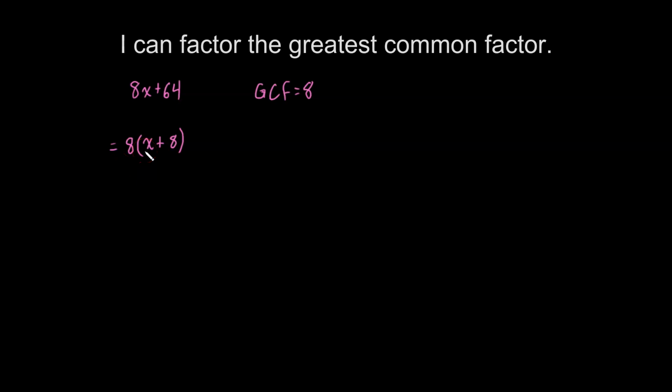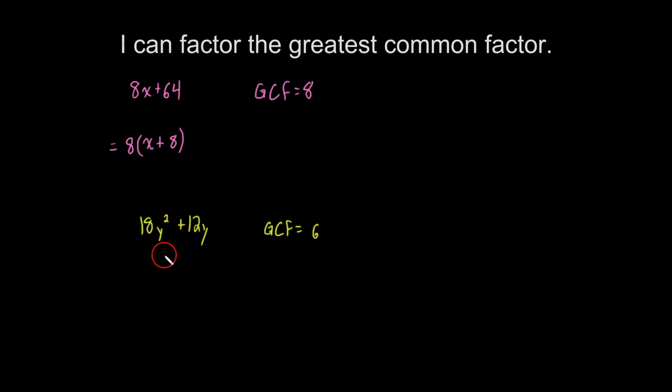Let's look at another example here. We're looking at 18y squared plus 12y. And now we're going to try to factor this expression completely. So let's try to find our GCF, our greatest common factor. Let's just look at the coefficients first. Our greatest common factor between 18 and 12 is going to be 6. That is going to be our greatest common factor for the coefficients.